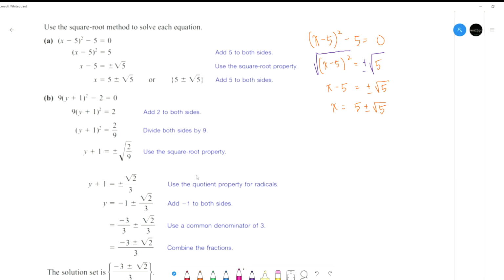Let's look at the second problem. The second problem we have here is 9 times the quantity y plus 1 squared minus 2 is equal to 0. So we have to get this by itself. So I have to add 2 to both sides.